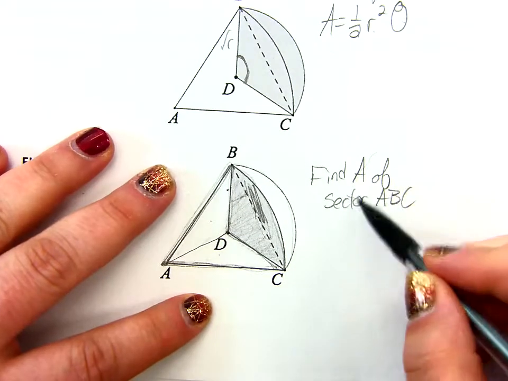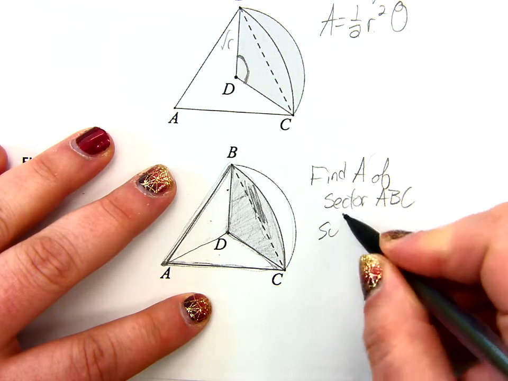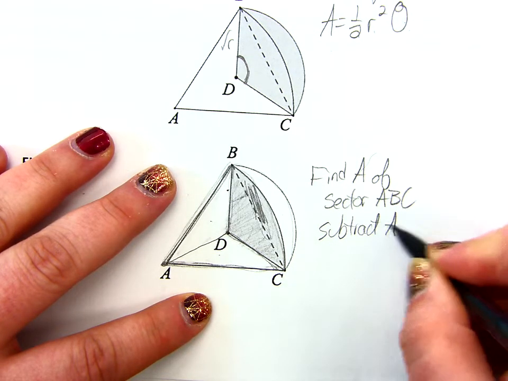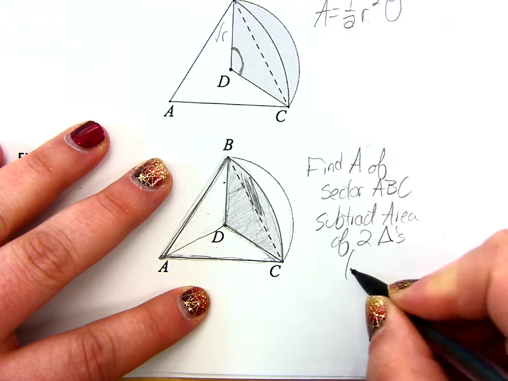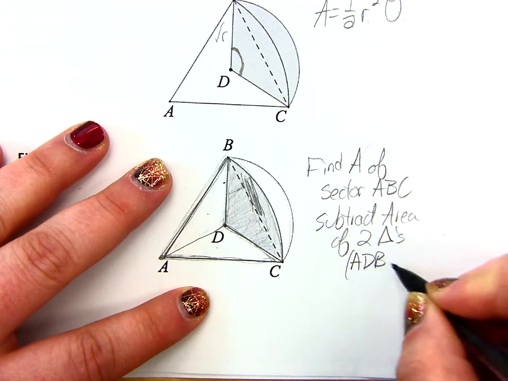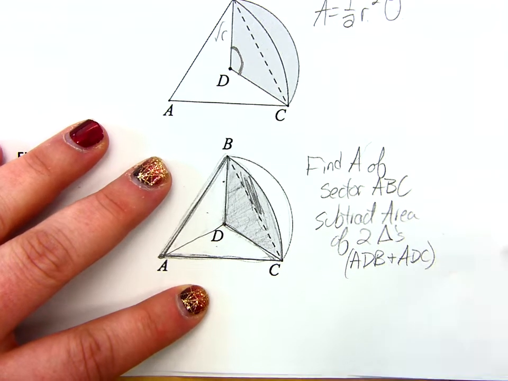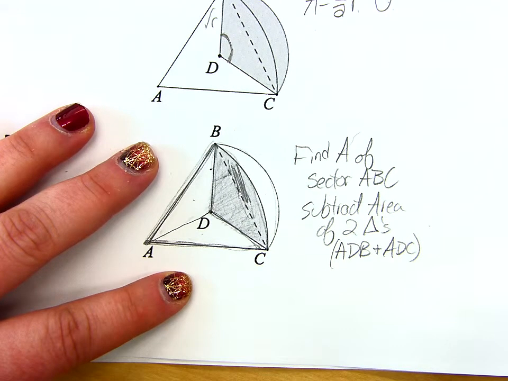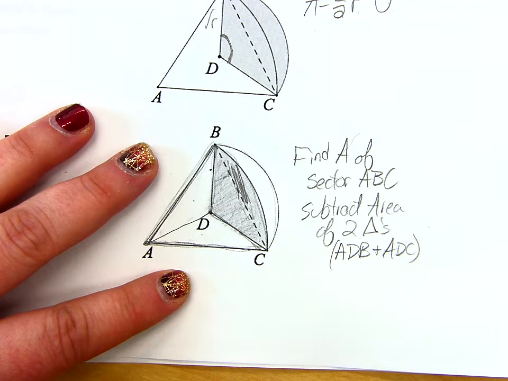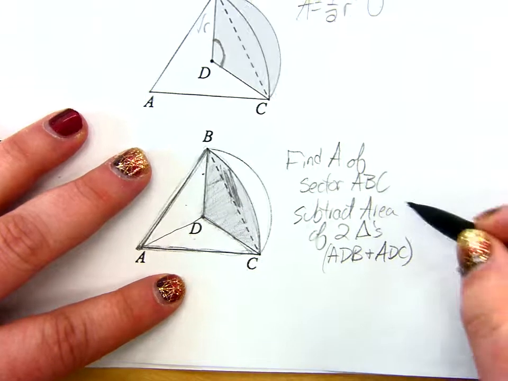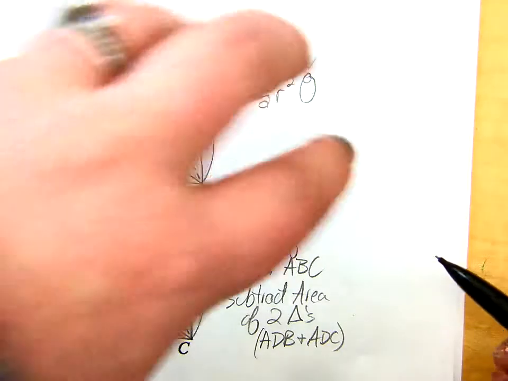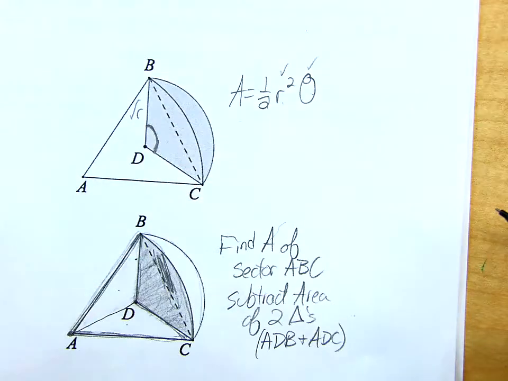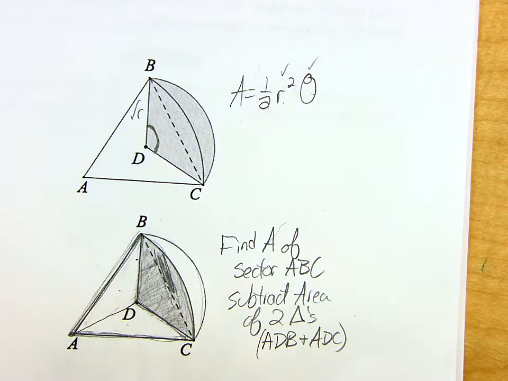So anyway, find the area of sector ABC, and subtract the area of two triangles. I'll even tell you which two triangles: ADB and ADC. They're the same, so if you find the area of one, you should just be able to double it. I've given you really everything. Once you do this, you have your answer for figure 3b. Then you're going to take this answer minus this answer, and that should give you your final answer.